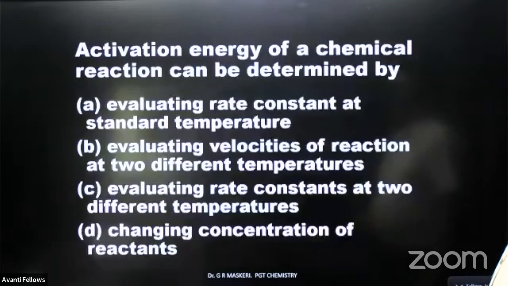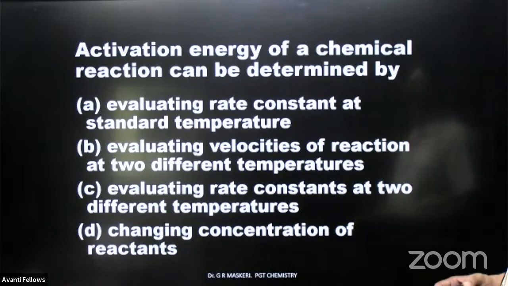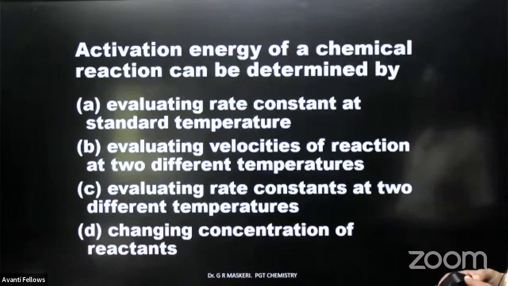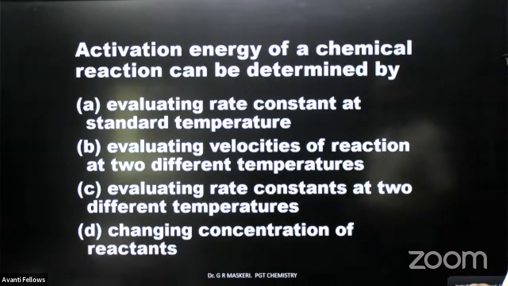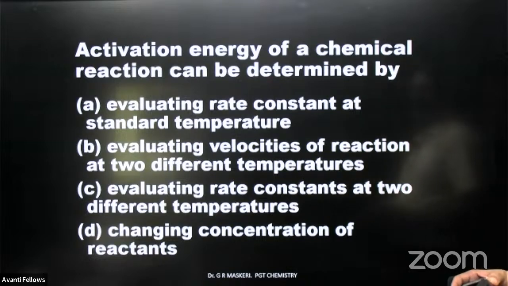Activation energy of a chemical reaction can be determined by evaluating rate constant at a standard temperature, evaluating velocities of reactions at two different temperatures, evaluating rate constants at two different temperatures, or changing concentration of reactants. Option C.